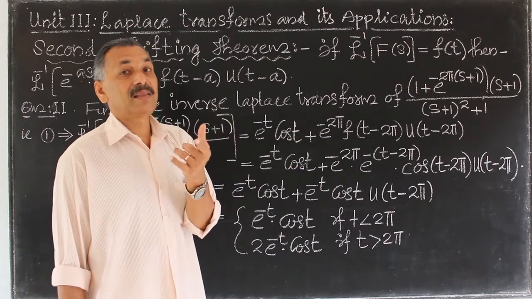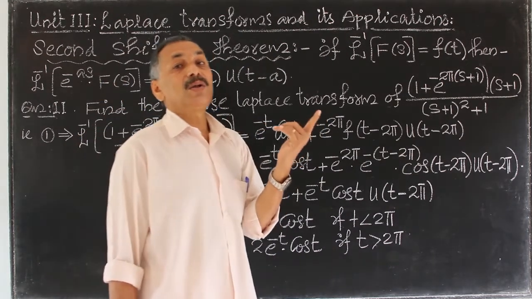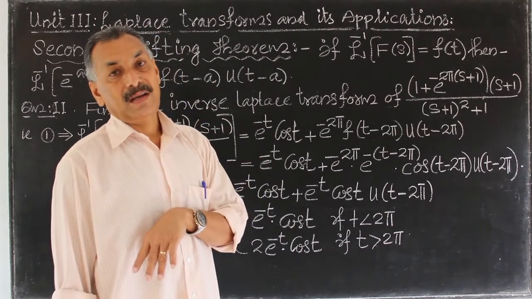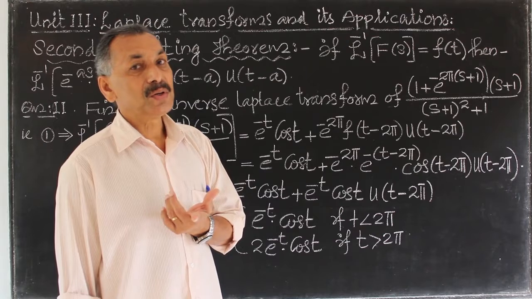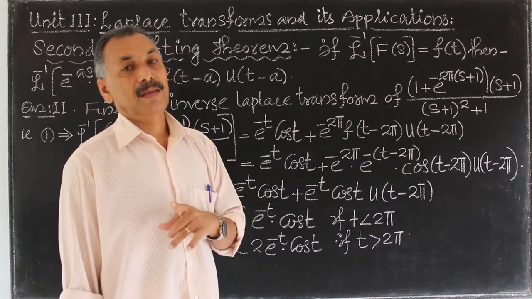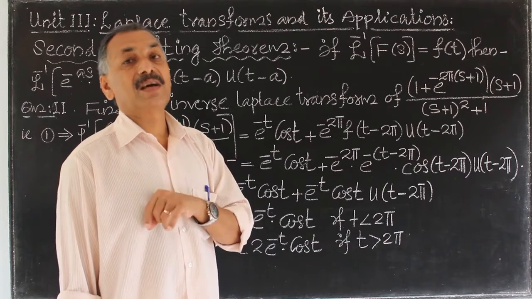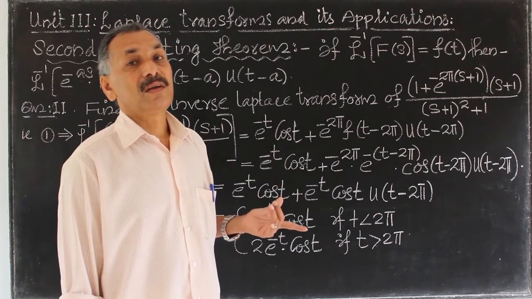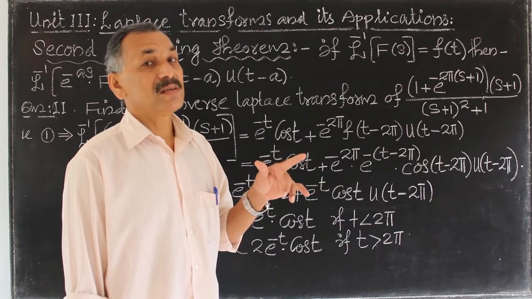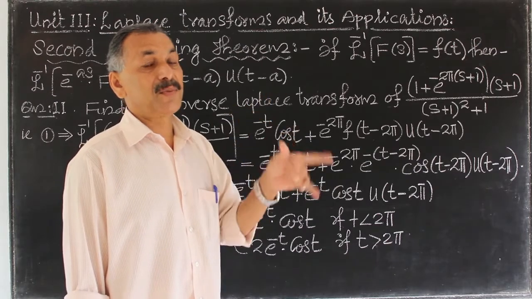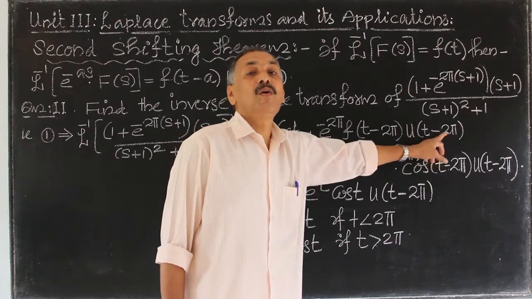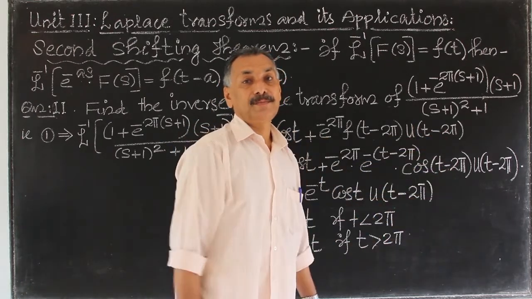Which F of s did we take? F of s is equal to (s plus 1) divided by ((s plus 1) square plus 1). F of s inverse is equal to e raised to minus t cos t. Then second shifting theorem applies: L inverse of e raised to minus 2 pi s into (s plus 1) divided by ((s plus 1) square plus 1) is equal to f of t minus 2 pi into u of t minus a, which is 2 pi.